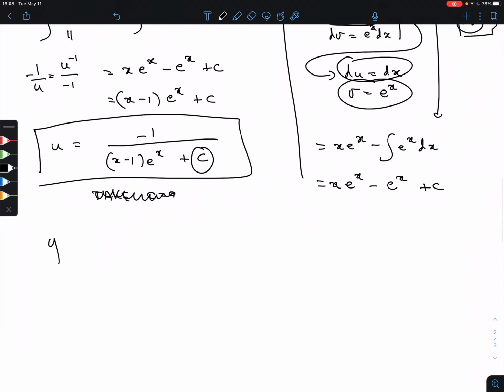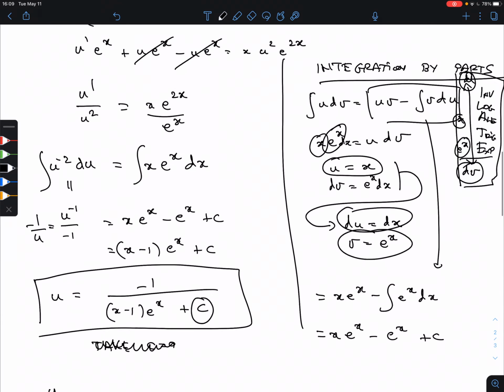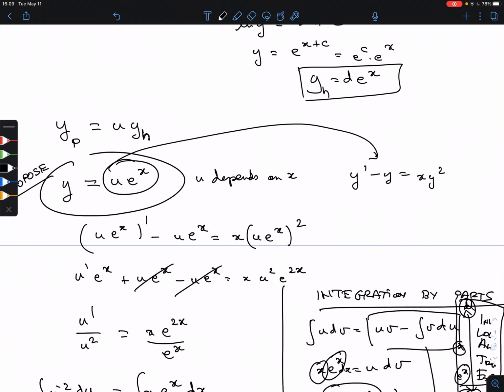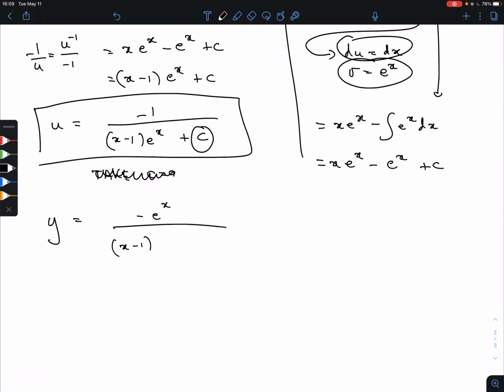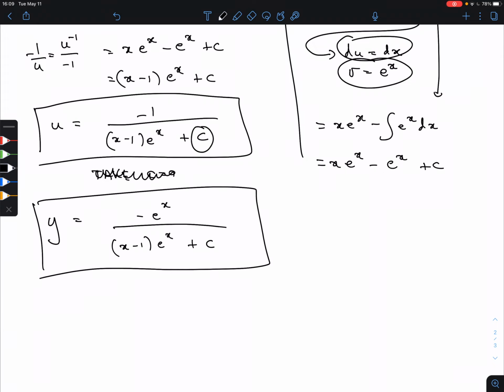So what is our solution? Now be careful. Is this a solution? No. This is the solution. So it is y is equal to minus e^x over (x minus 1) e^x plus c. This is my solution, and then again, to find c, we have to find initial conditions that would determine what c is. Okay, so that's how this technique works.